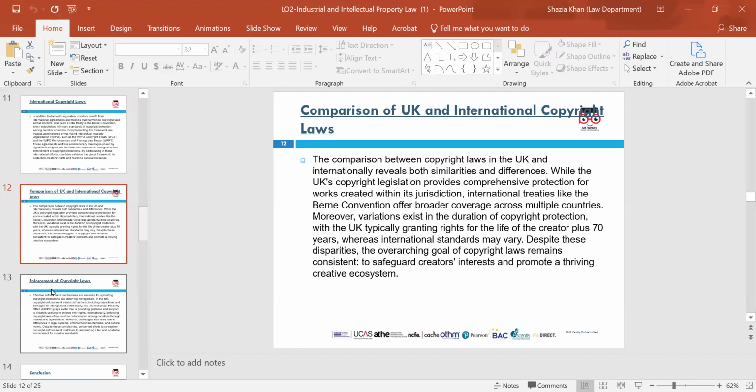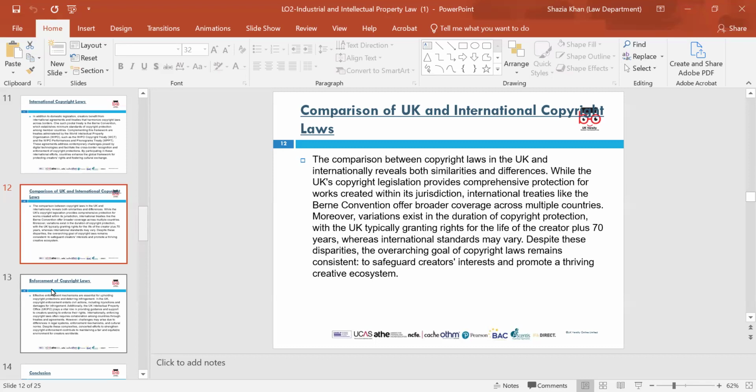Another example I'll give is Canada. Canada's copyright law provides copyright protection for the author's lifetime plus 50 years. Unlike the US, Canada does not have a fair use doctrine, but instead has fair dealing provisions, which allow for specific uses of copyrighted material for purposes like research, private study, criticism, review, and news reporting.